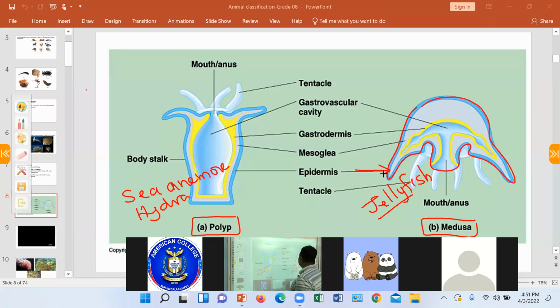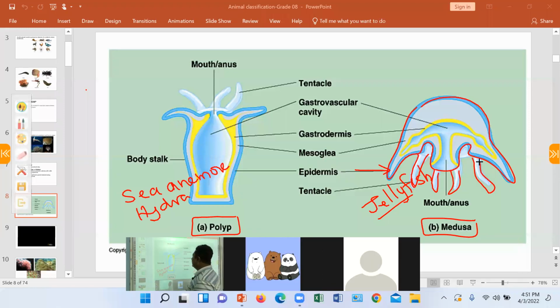Radial arms. What are those? Around the mouth. Tentacles. Even the polyp has tentacles. Tentacles are used for what? To catch their prey. That's right.